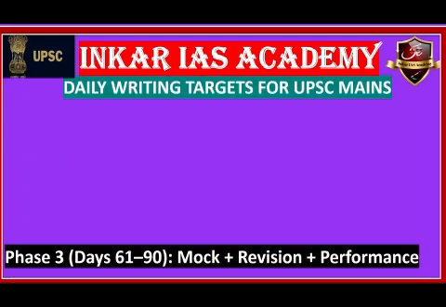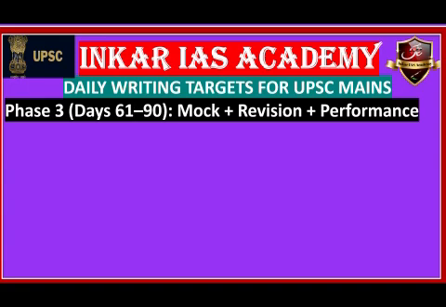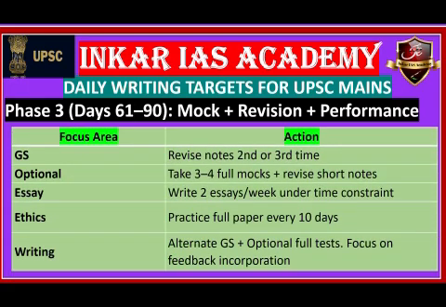And for the third phase, that is the final phase, 61 to 90 days, you have to revise the GS papers a second and third time. For optional, you have to do 3 to 4 full mock tests and revise the short notes. For the essay, you have to write 2 essays per week under time constraint. For ethics, you have to practice the full paper every 10 days. That is very much important. And for writing, alternate GS and optional full tests as much as possible.